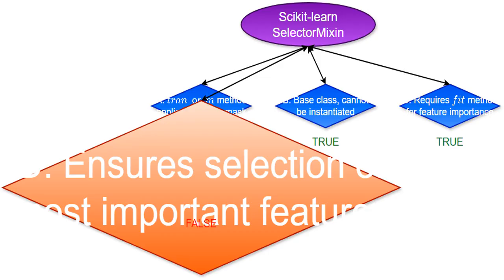Option D claims SelectorMixin automatically picks the best features. I disagree. SelectorMixin is just a framework. The specific algorithm you choose, e.g., SelectKBest, determines what's considered most important. It doesn't make those decisions on its own. Think of it as a toolbox. You provide the tools, and the toolbox doesn't decide how to use them.